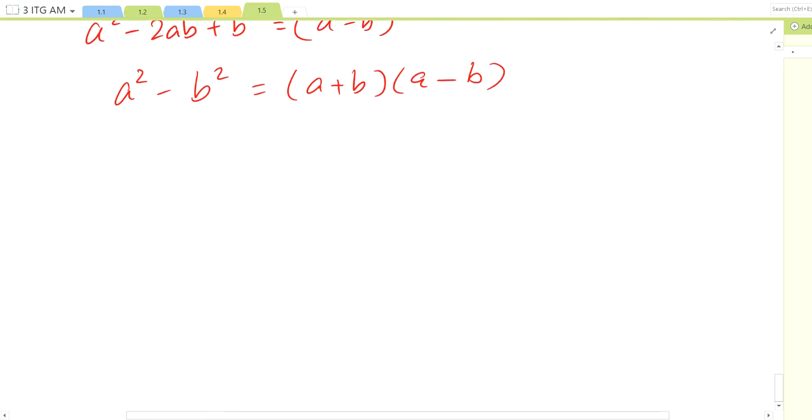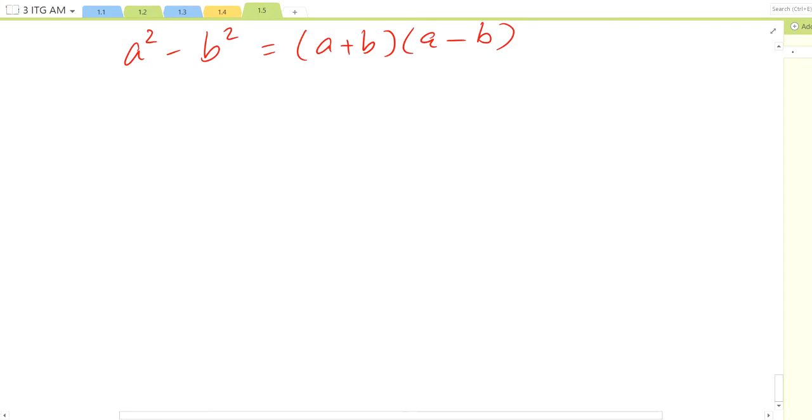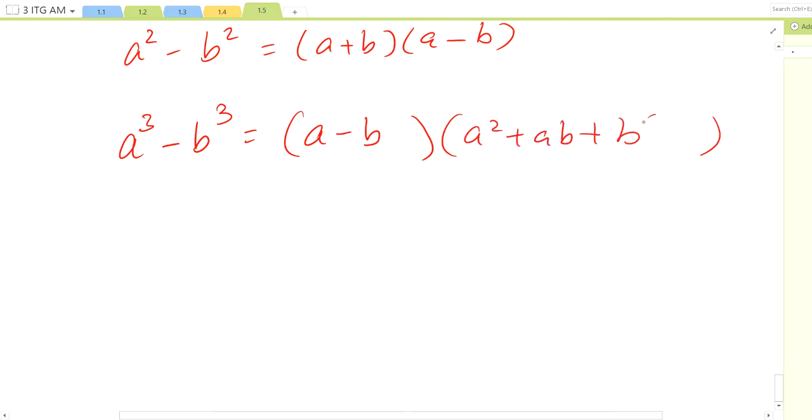Do you know that for cubic expressions such as this, a cubed minus b cubed, we can actually factorize it? Let me just tell you straight away what is equal to what. This is equal to a minus b, and we've got a square plus ab plus b square. Is it 2ab or ab? Okay, so now I'm telling you that this is the formula that you need to memorize.